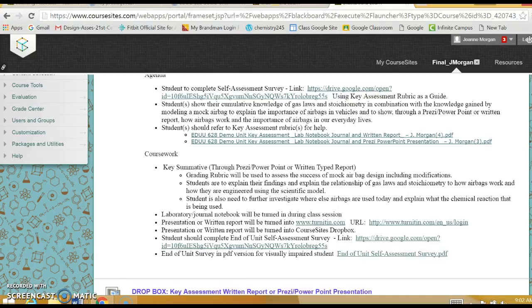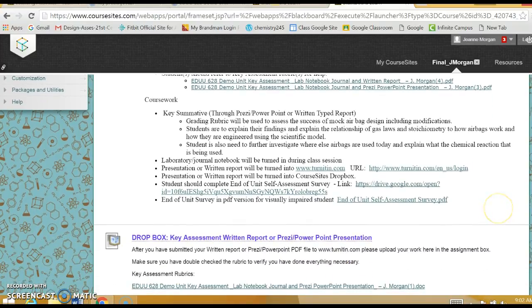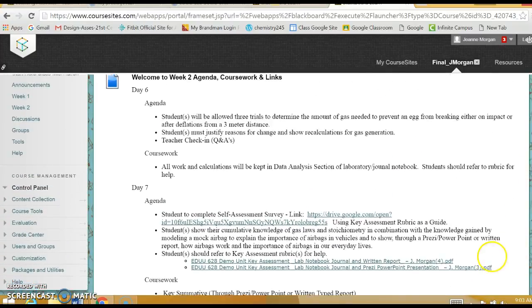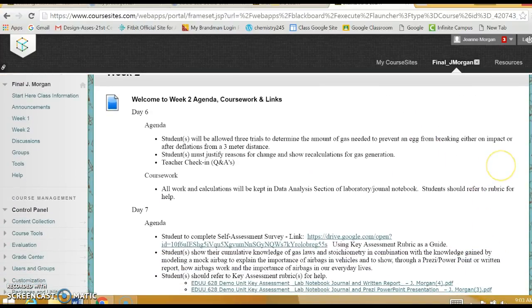Did they think they mastered everything? Following the rubric, it gives them one last opportunity to look at that rubric. Did I follow the rubric? Did I include everything I need in order to be successful with this unit? And finally, there's a drop box. They're going to make sure they double check that rubric one more last time, and I give them the rubrics one more time for them to look at. So I think the unit's laid out pretty nicely.